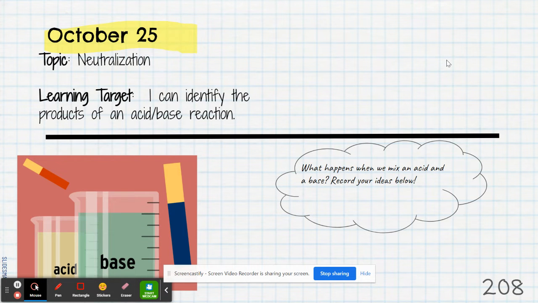Today is October the 25th, and we're looking at our last topic of chemistry, which is neutralization. Before we begin, what do you think happens when we mix an acid and a base? Record your ideas below.